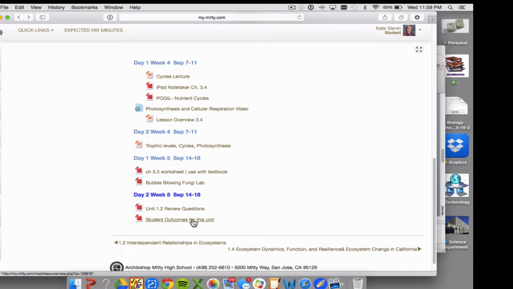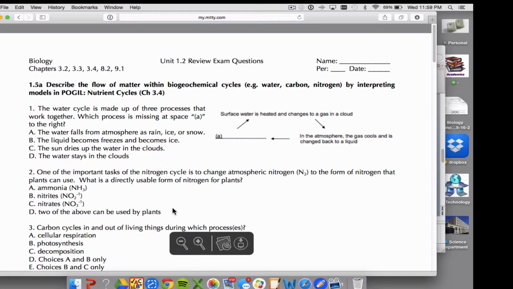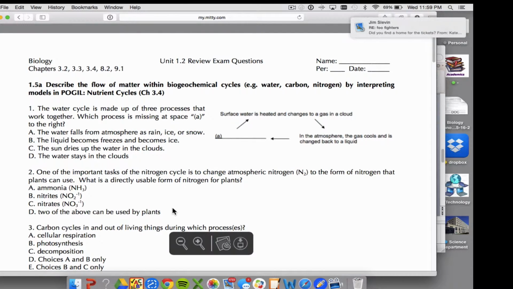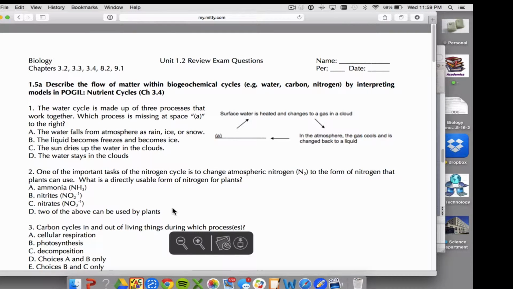On My MIDI, you can see a link that says Unit 1.2 Review Questions. Click on the link and open it in Notability. This is a series of review questions that will help you prepare for the exam. The questions have been divided up by outcome. Remember, we talked about outcomes. These are the things that students need to know. So what we have done here is listed several questions under each outcome.